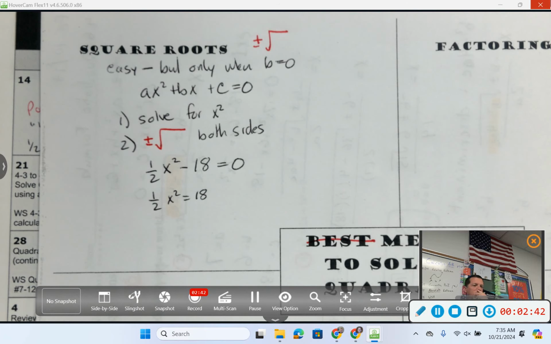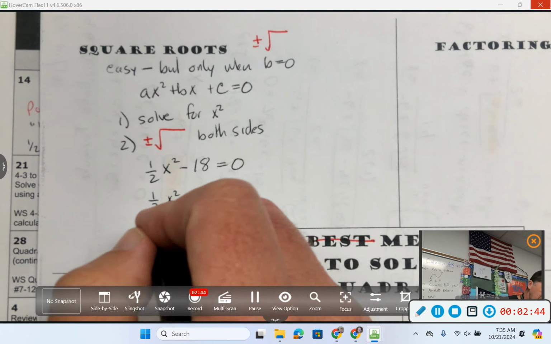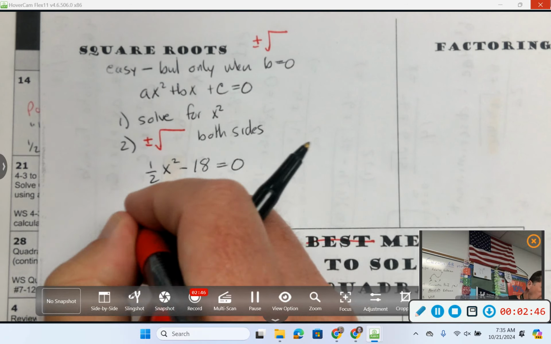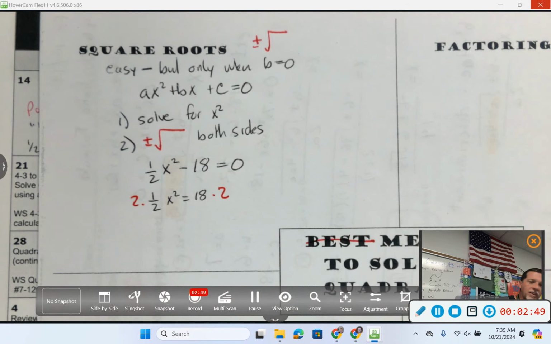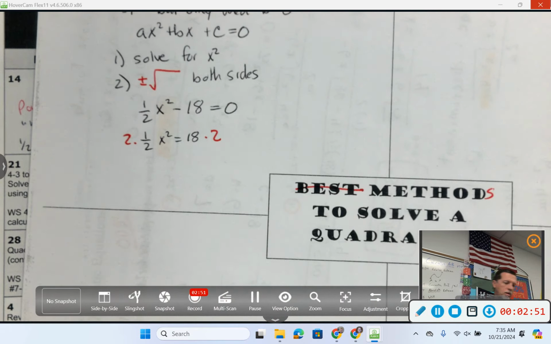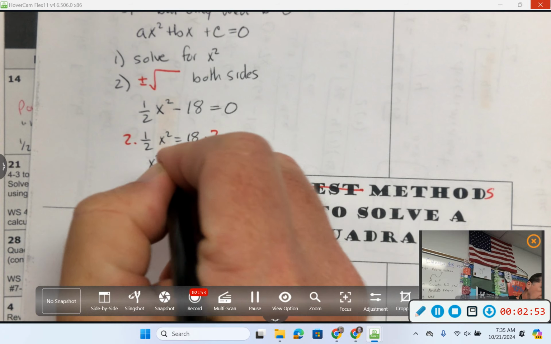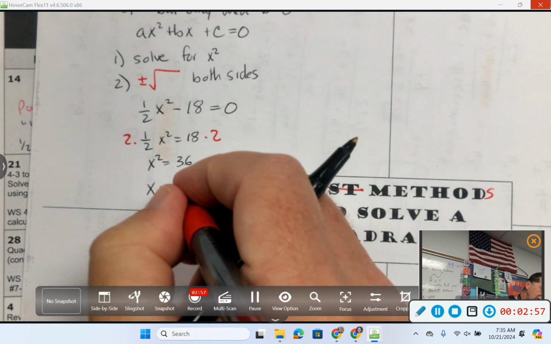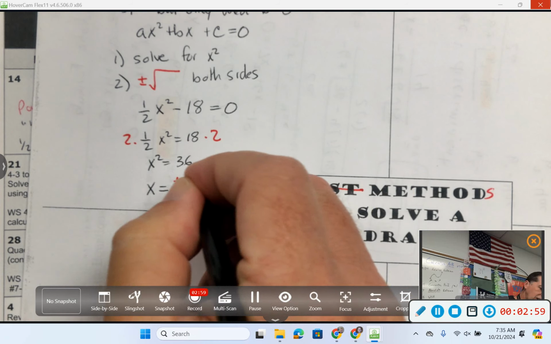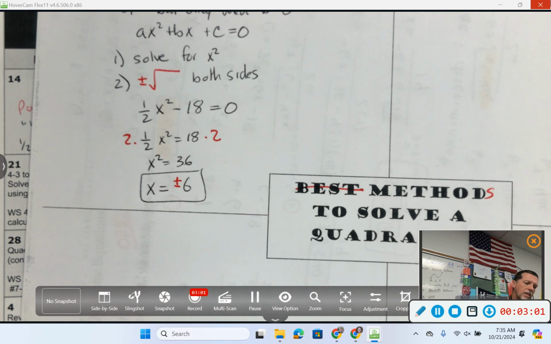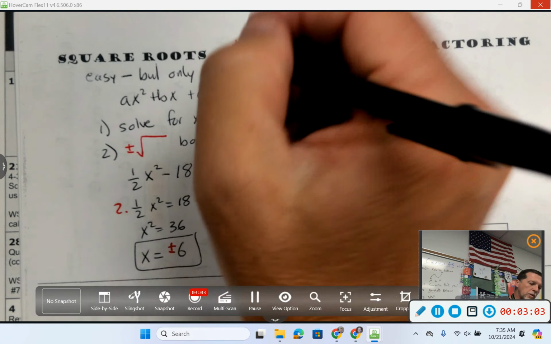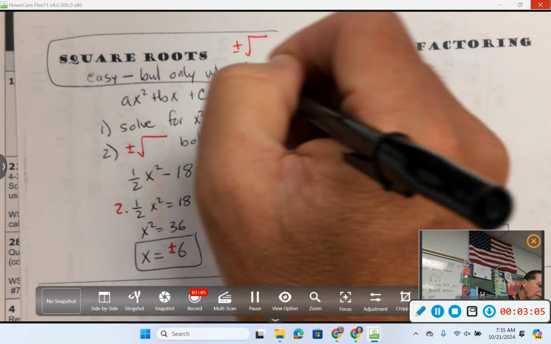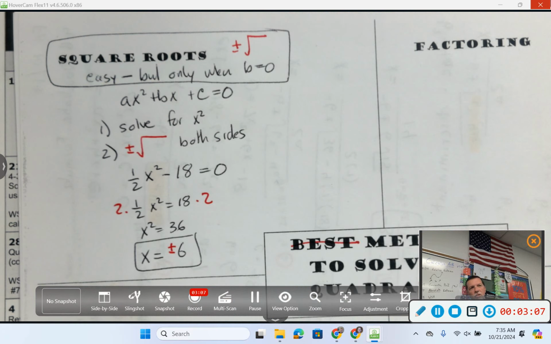So how do I divide by 1/2? Multiply by 2. Maybe we should have just said that from the get-go. To fix the 1/2, we can multiply by 2. So x squared equals 36. So plus or minus 6. So the square root method: great method, super easy method. Just be careful because you can't always use it.